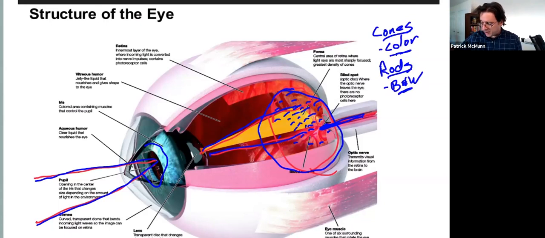And again, we'll talk more about how that plays out in perception on Friday. All right. Any questions up to this point? Or anybody have any comments? Go ahead. Only question I have is, how important is it for students to recognize the structures of the eye? You mean for like tests and stuff?